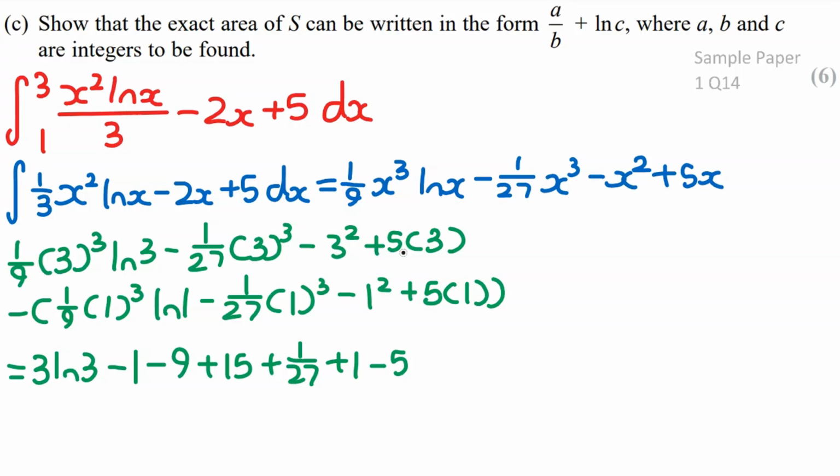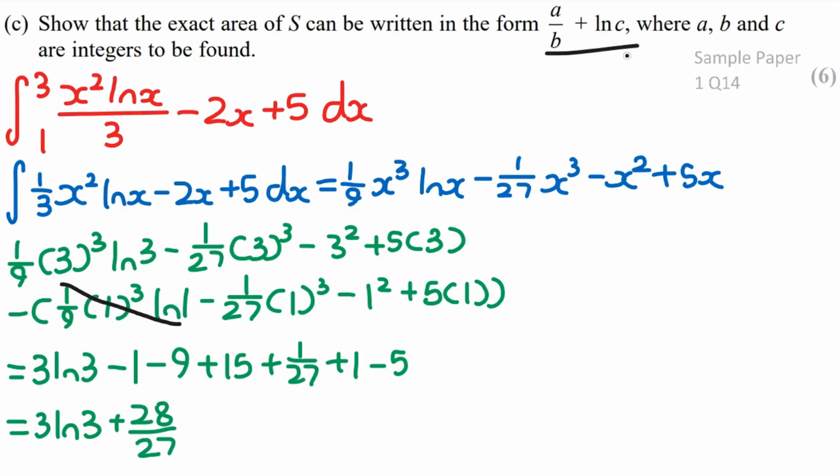3 squared is 9, 5 times 3 is 15, and then remember it's minus, and then we have the natural log of 1 here, so this term here is going to cancel out. We have 1 cubed here, which is just 1, so this is going to be minus 1 over 27, but remember we have this minus here, so it will cancel out, and then 1 squared is just 1, and then again this minus here will cancel out, and then 5 times 1 is 5, and then it will be minus like this here. And then all of these numbers here, if you put this into your calculator, it gives out a value of 28 over 27.